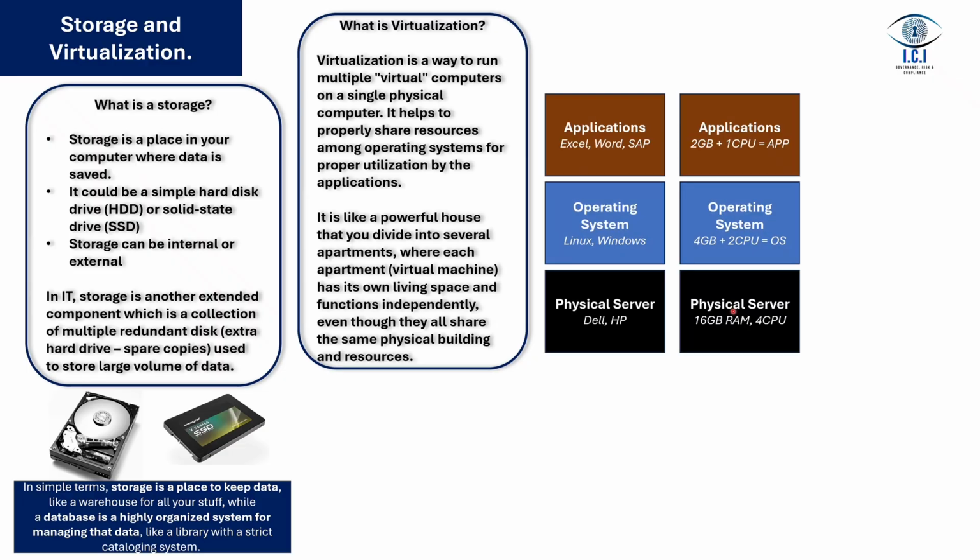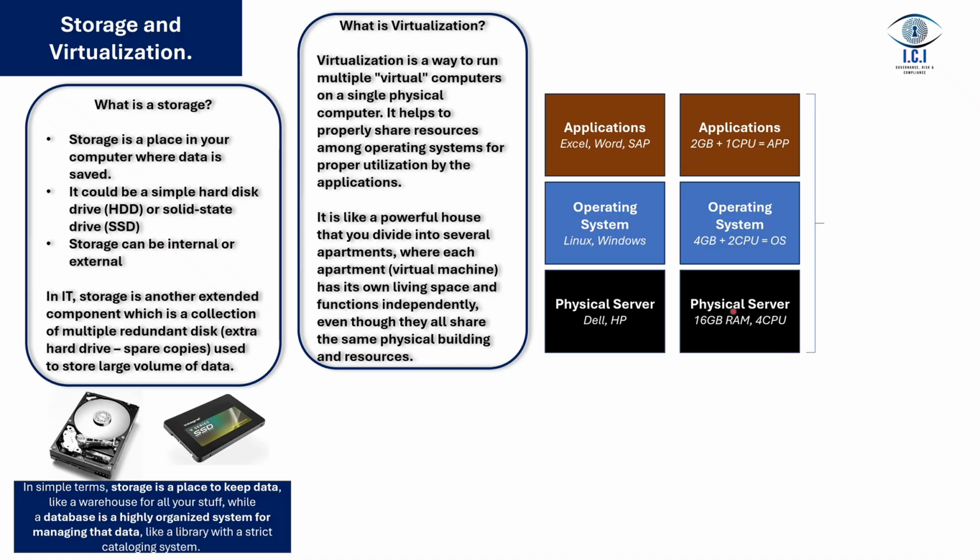Now, this is an example. Without virtualization, this is how your system is structured. You have your physical server or physical machine, which is Dell or HP, that's your laptop. Then the next is your operating system, which can be Linux or Windows, and then your application. So if you look at it now, we have 16 gigabyte RAM and 4 CPU. If the operating system sits on your physical server, maybe it will need only 4 gig and 2 CPU, and your application needs only 2 gig and 1 CPU.